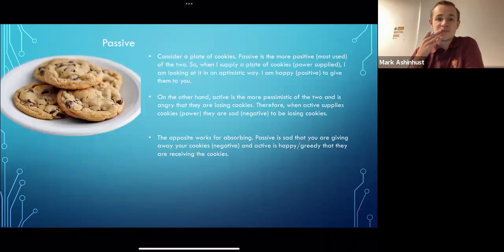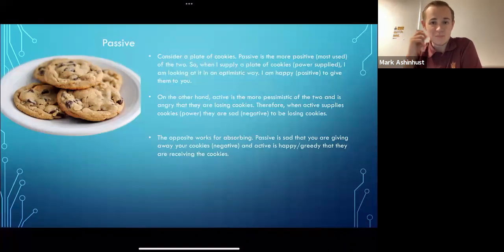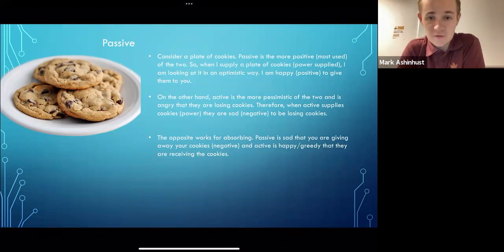Now, this is a little analogy I make with passive and active. It's like considering a plate of cookies. I would say passive, we use it more, so I say it's more the positive of the two. So it's the more optimistic one. So if you consider a plate of cookies, and this is in regards to power, when I supply a plate of cookies, so I want to give you 2 cookies, passive sign convention would look at this in a happy way. They are positive because they are very happy that you're receiving the cookies.